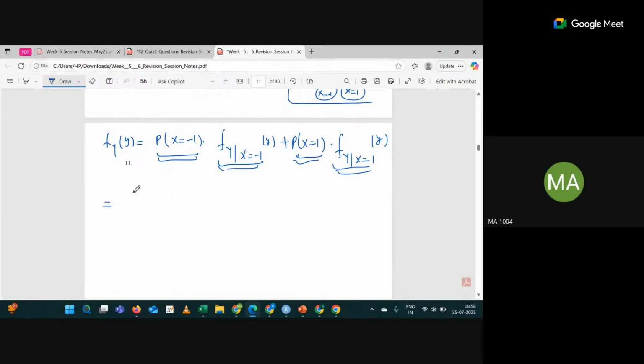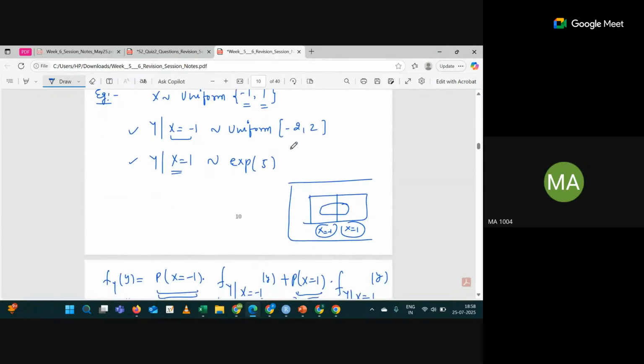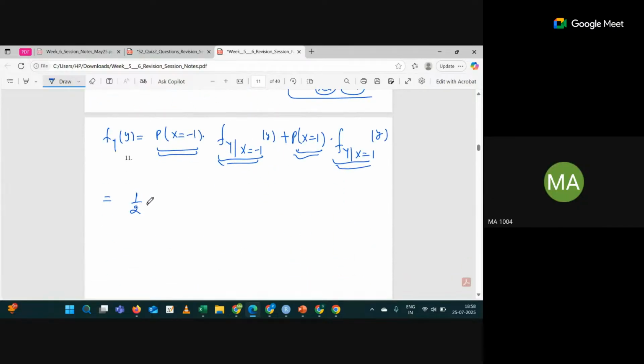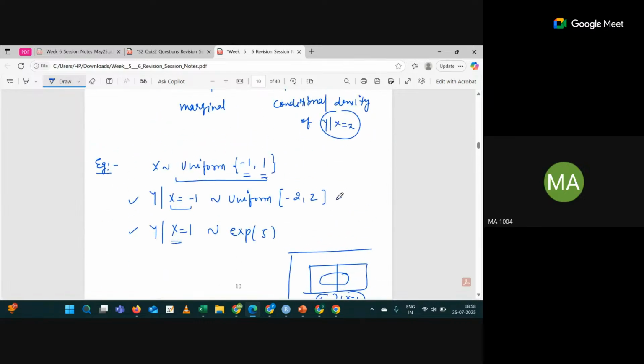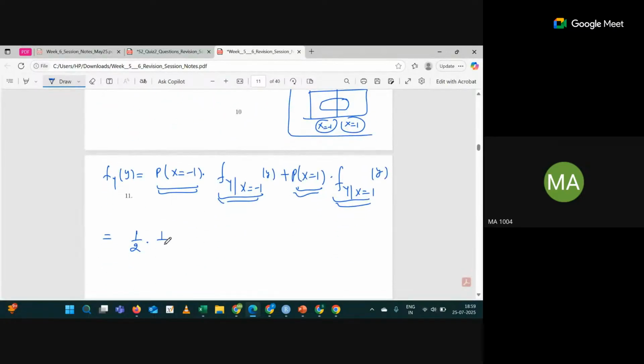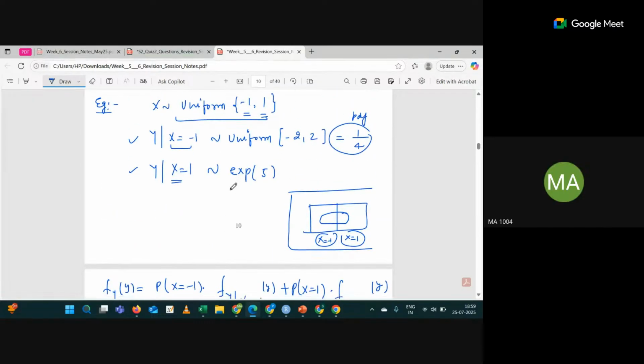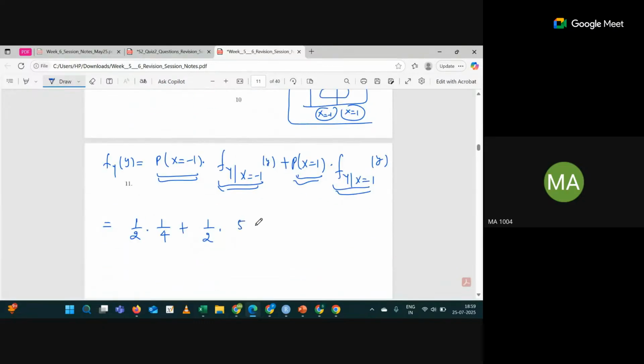Okay, so now what is the probability of x equal to -1? It's 1/2, because this is discrete uniform. And what is the conditional density? What is the PDF here? 1 upon b minus a. This will be 1/4. So this will be 1/4 plus, what about the probability x equal to 1? Again 1/2. And what is this? Exponential with lambda 5, lambda times e raised to the power minus lambda y, which will be 5 times e raised to the power minus 5y. That's all. This is the PDF of y.